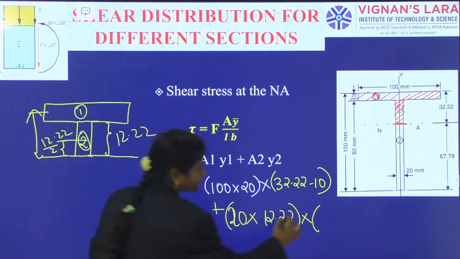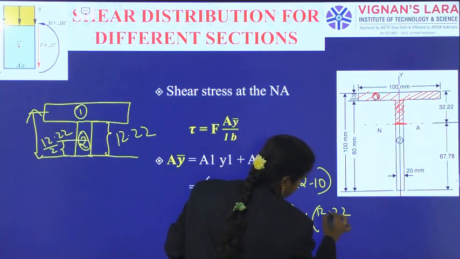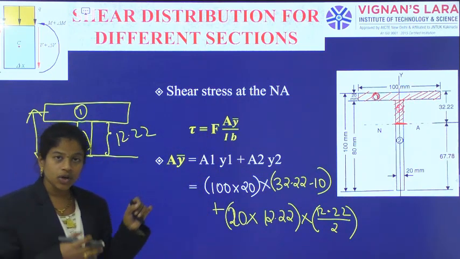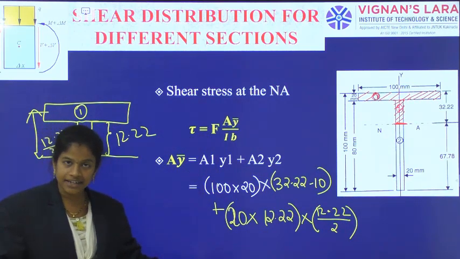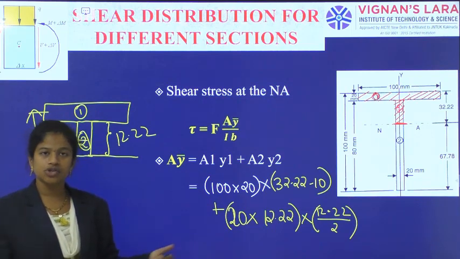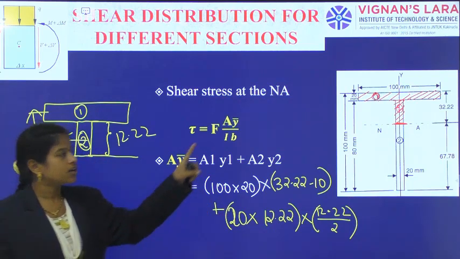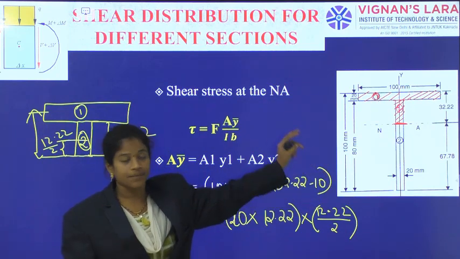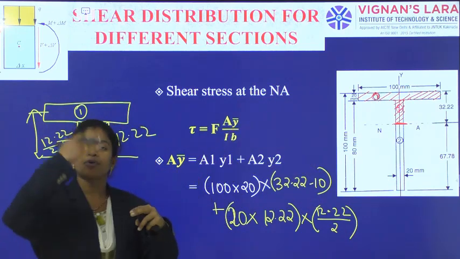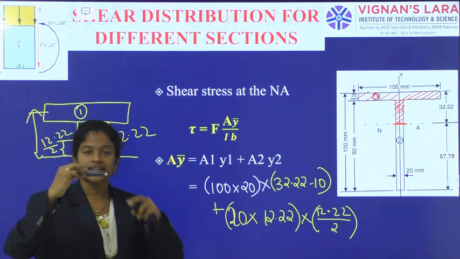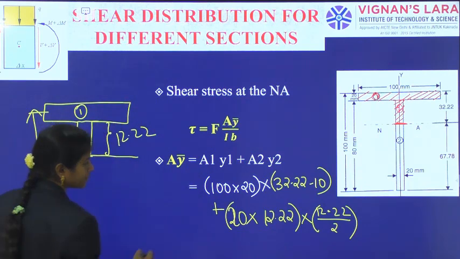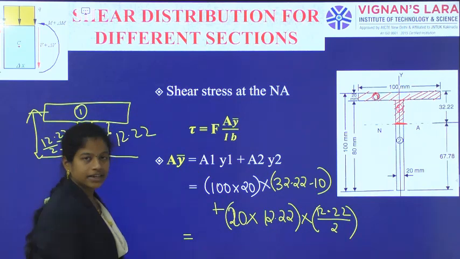12.22 divided by 2. Once you have enough clarity, you need not calculate individually; after substitution also you can calculate. But the thing is, what is the area and what is y, I am writing. What is the second segment's area? Why is A into y bar taken above the level? Because I am calculating the shear stress at that level. The complete above portion gives the A into y bar. First area moment for me. This value will come.